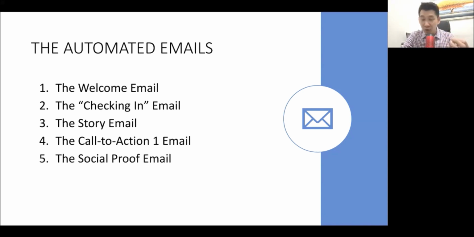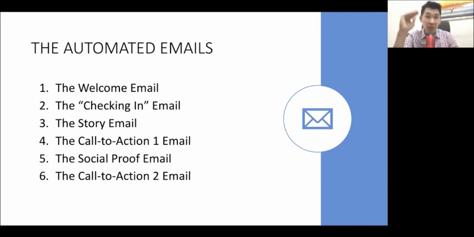And then there's the social proof email. The social proof email basically enhances your free offer by providing social proof to let them know, hey, this series of training program is really good, right? And then the sixth one is the call to action 2 email, which means that in this sequence of email promotion, there will be 2 emails that go out to them to promote a specific product.